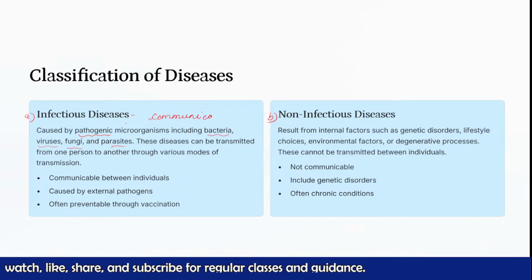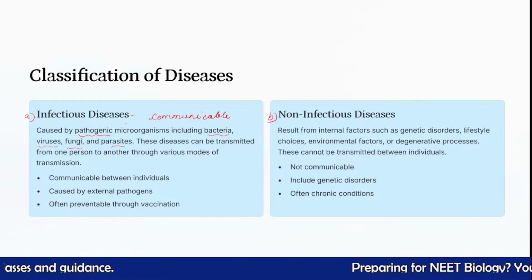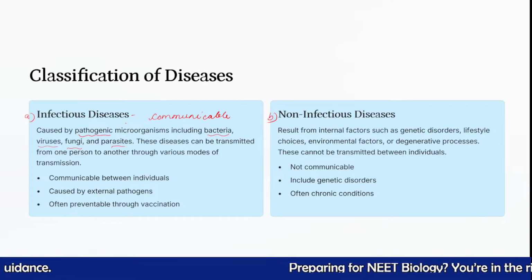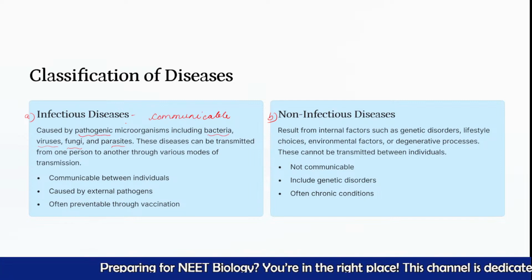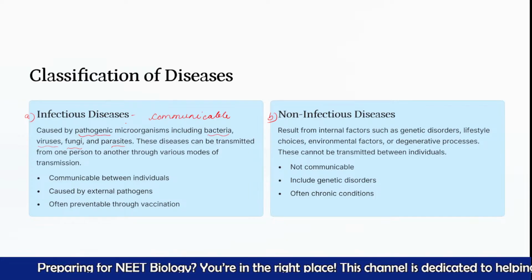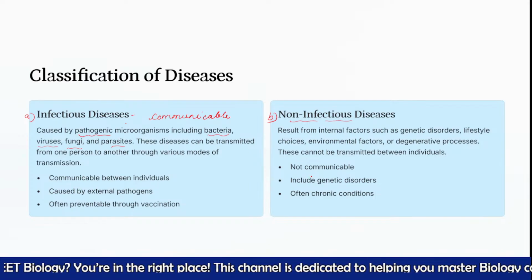So infectious diseases are also called communicable diseases. Can you give some examples of communicable diseases which will spread from one person to another? Yeah, COVID-19 is a communicable disease. Then common cold is a communicable disease, right? So what is non-infectious diseases?